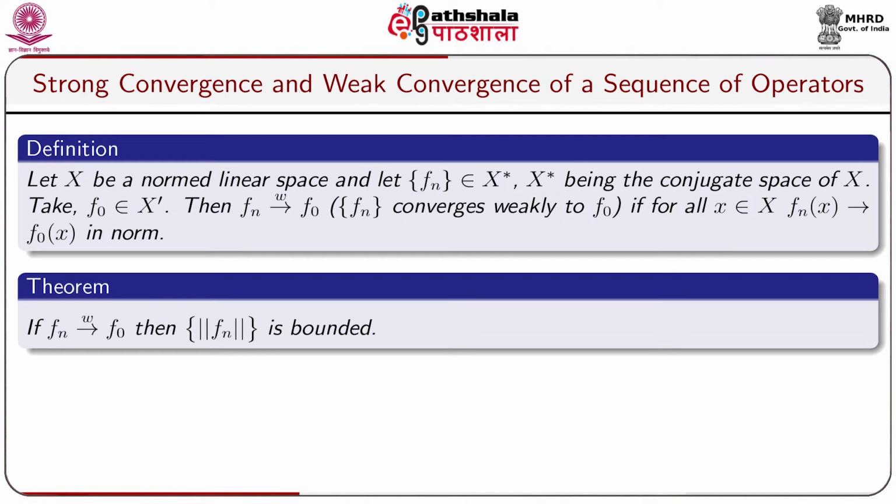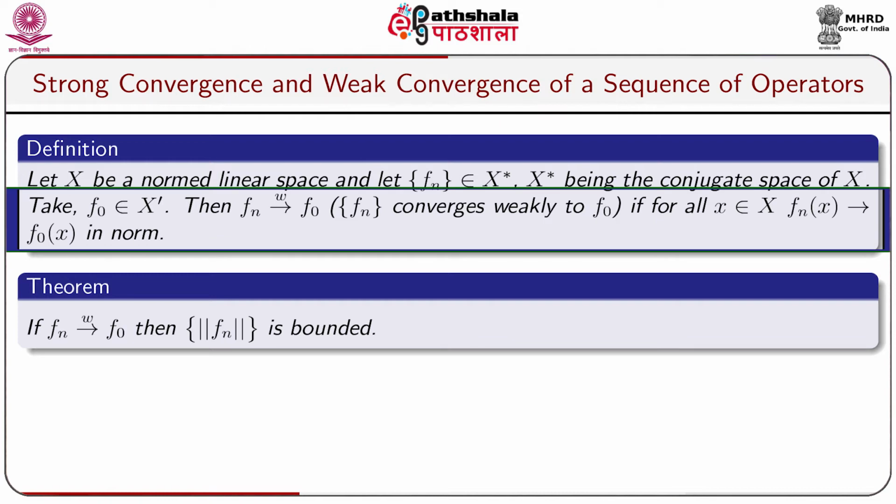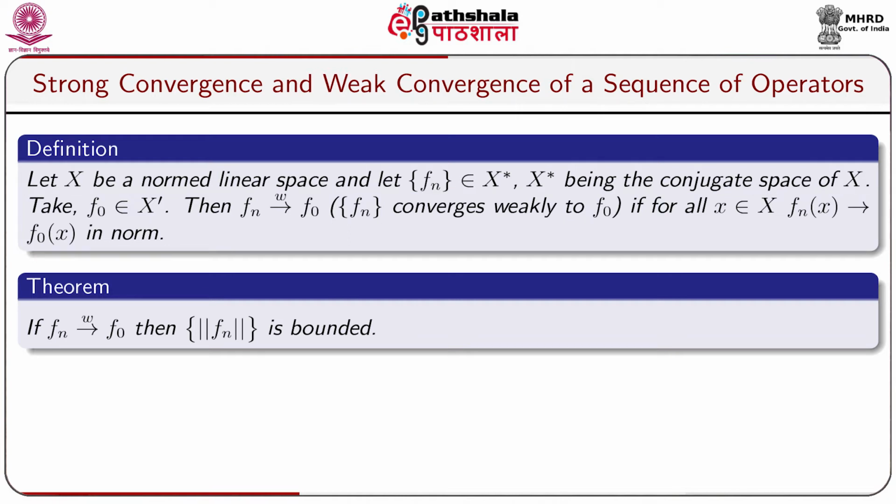Let us take a definition in respect of bounded linear functionals. Let capital X be a normed space and let Fn be a sequence of bounded linear functionals belonging to X star, where X star is the conjugate space of capital X. Take F naught belonging to X star, then Fn converges to F naught weakly if for all X belonging to capital X, Fn of X converges to F naught of X in norm. Now, in this connection, we take a theorem. If Fn converges to F naught weakly, then the sequence of norm of Fn is bounded.